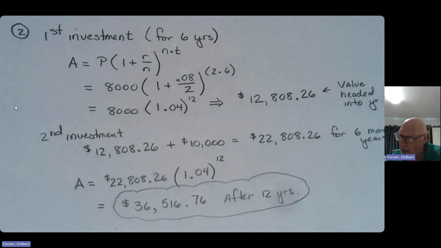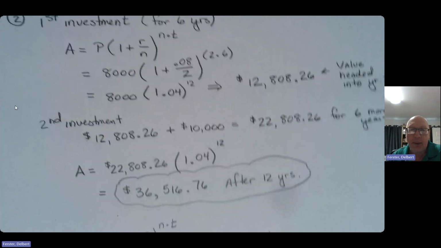Calculate it all out, and your $22,808.26 over that next span of 6 years will grow into $36,516.76. So at the end of a 12-year period, where the first 6 was just the first investment, the second 6 was the added first investment plus a flat $10,000 extra deposit, grows into $36,516.76. And problem number 2 is officially in the book.